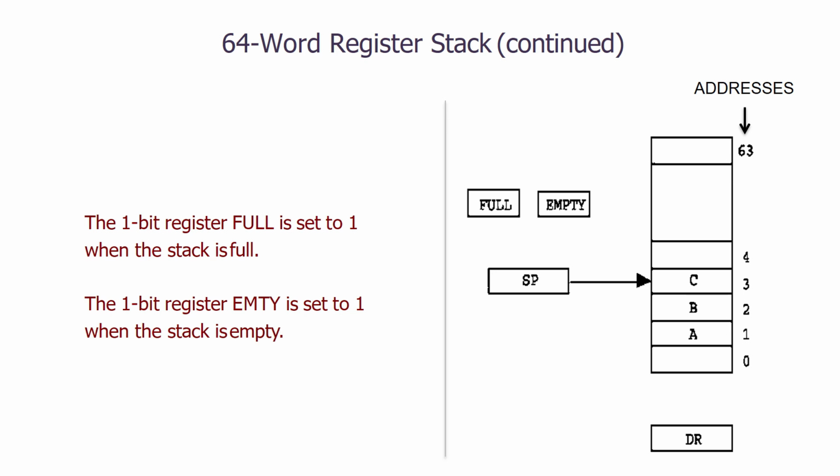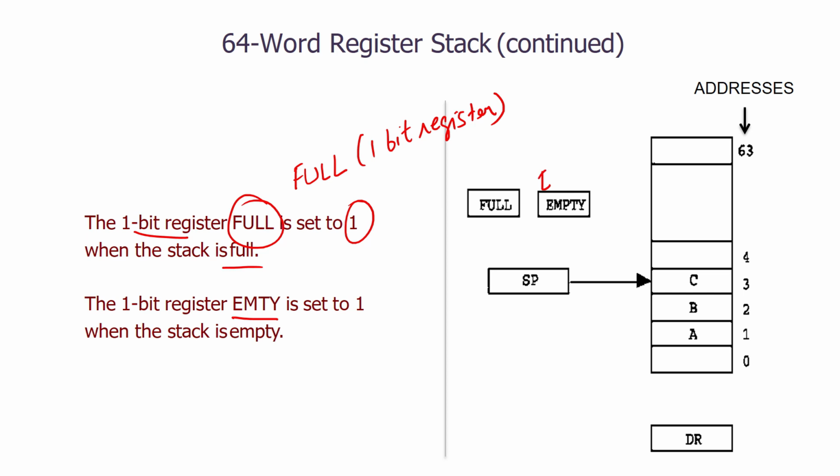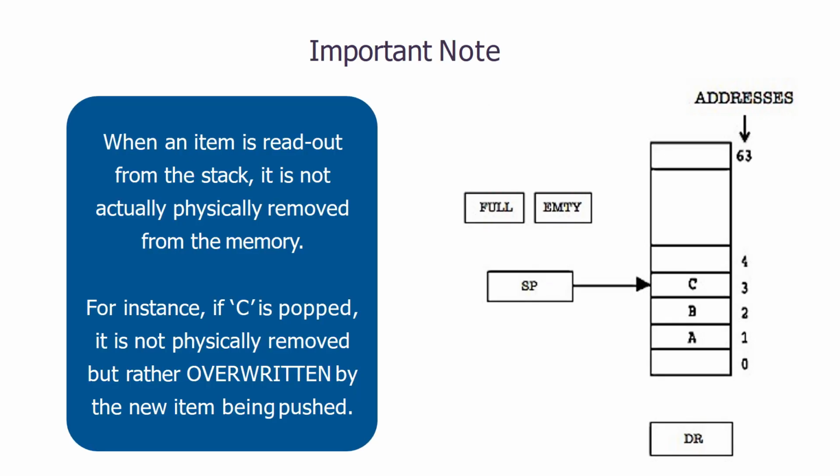The full register is a 1-bit register. It will hold the value 1 when the stack is full, and empty, EMTY, is set to 1 when the stack is empty. When an item is read out from the stack, it is not actually physically removed from the memory, but that C value which is popped already is overwritten by some new value.